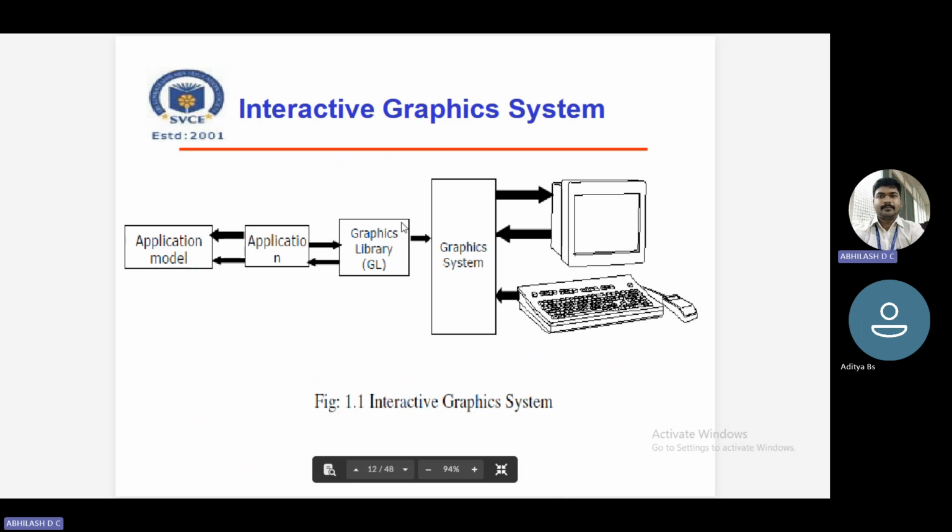So in that graphics system, what is it majorly which we have? We have the graphics library and we have an application running on it and we have the model. So this application model is using the application of graphics. It is also using the graphics library and it is using the processor of its own and it's getting communicated with the computer. So this is an interactive graphics system where the explanation goes very simple.